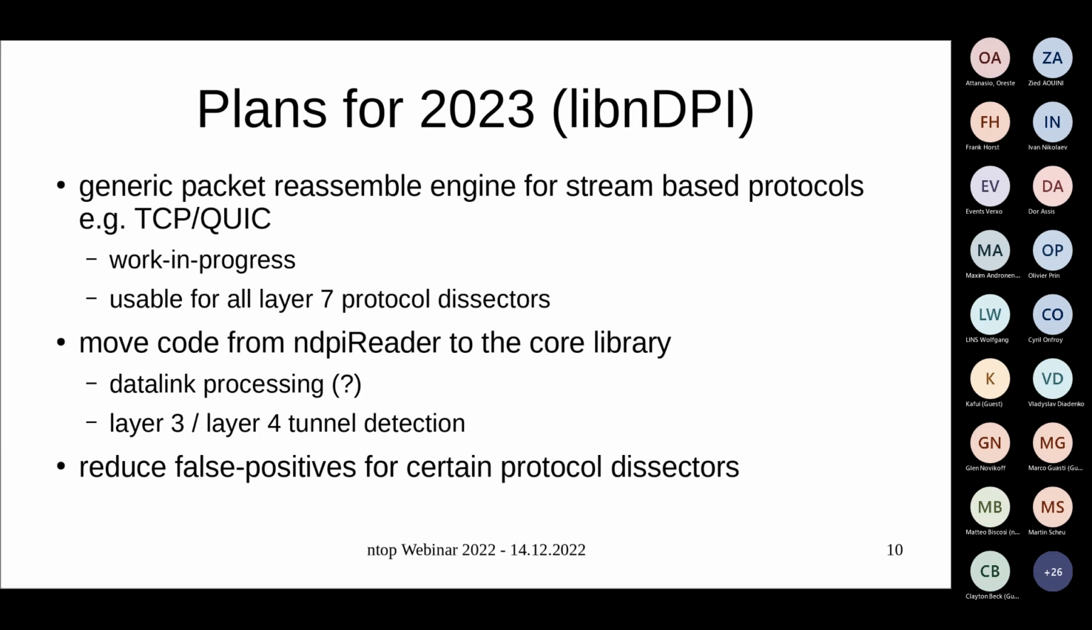It's been work in progress since spring of this year, and when I have some time, I will hopefully be able to finish that one. And then I want to move some code from the nDPI reader to the core library: the data link processing code, though I'm not sure if that's possible because some of this code is tied to libpcap. And more importantly, the layer 3 and layer 4 tunnel detection code. This is something I want to see in nDPI. I also want to address some false positives that happen in some rare cases from time to time, and I think that machine learning may help to reduce those. So, okay.